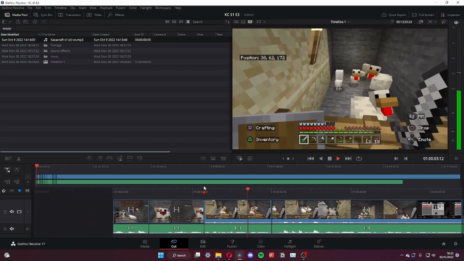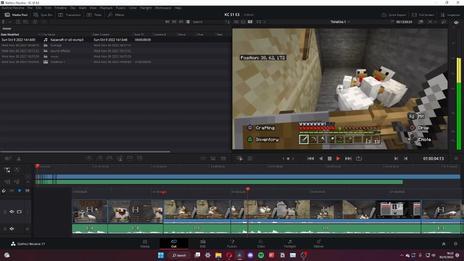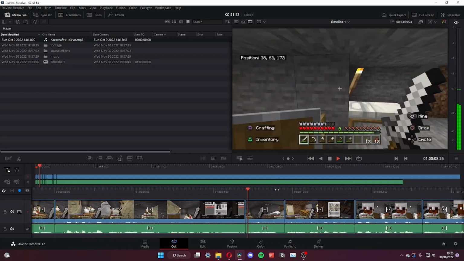I've got some chickens in here. Back to Catacraft, I've got some chickens in here. I thought I could wait for them to grow up and then I could kill them so I could make some arrows, because you never know.